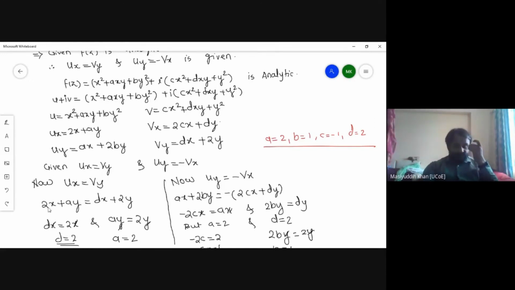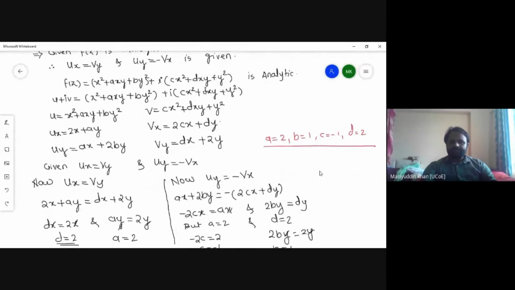Now 2x is compared with dx. Why? Because here the x variable has power 1, and here again the x variable has power 1. So we compare these two equations. We get dx is equal to 2x, and after this we get d is equal to 2. Similarly, we computed the y variable, so we are getting a is equal to 2.